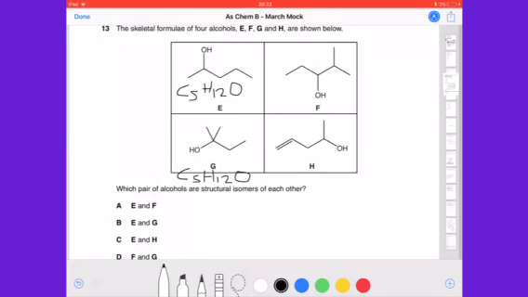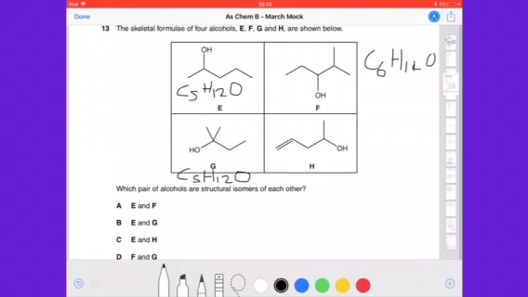And the other two, if you have a look, 1, 2, 3, 4, 5, 6 carbons at the top here. So this would be C6H3, 4, 5, 6, 7, 8, 9, 10, 11, 12, 13, 14. C6H14O.